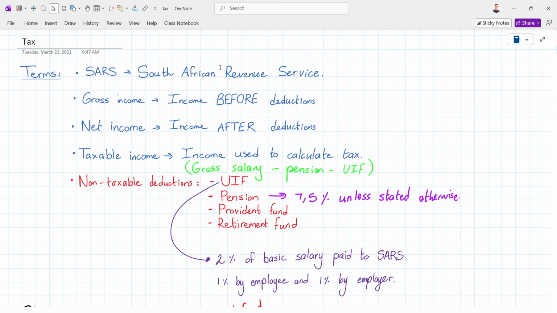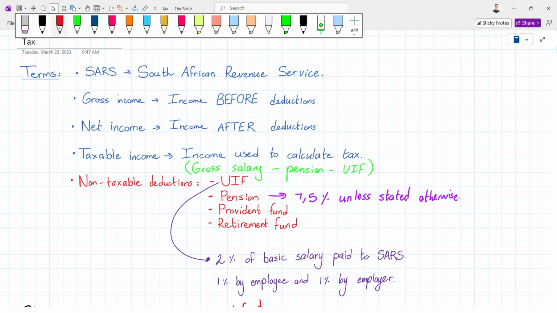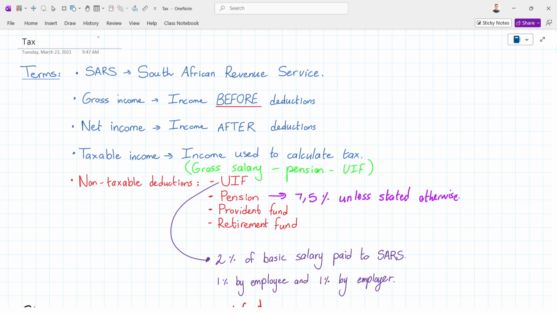That is considered your income before deductions. I'm actually going to just underline that. Okay? Your net income is after deductions. Your net income is sometimes also referred to as your take-home salary. Right, that is what will get deposited in your bank account at the end of the day.